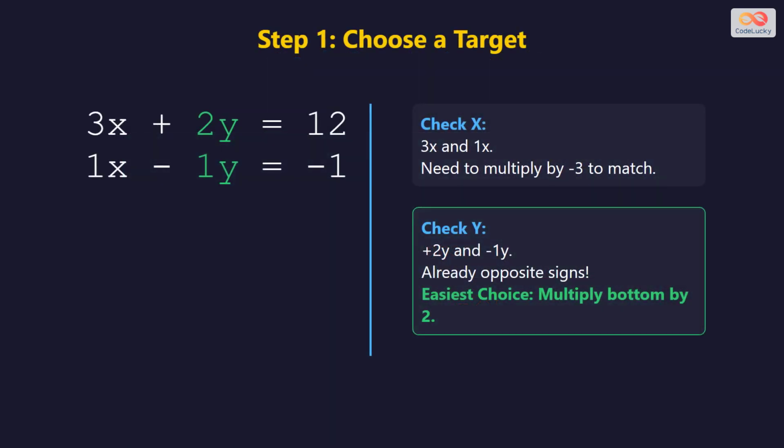Step 1 is to choose a target. Let's look at our x terms, 3x and 1x. To make them opposites, we would need to multiply by -3. Now look at the y terms, positive 2y and -1y. They already have opposite signs. This makes y the easiest choice. We just need to turn that -1 into a -2.